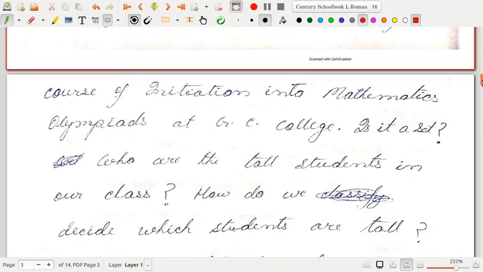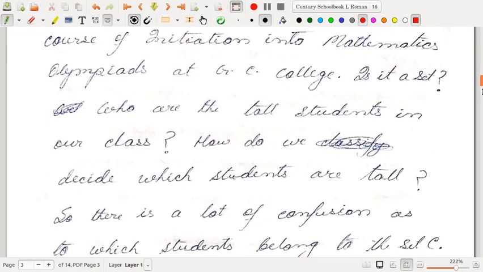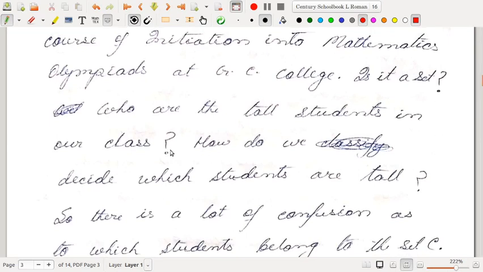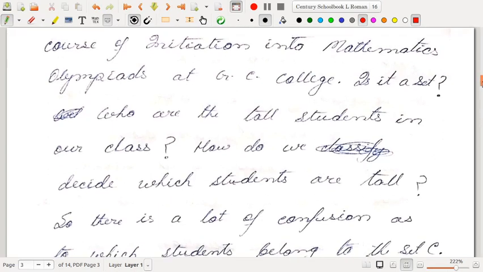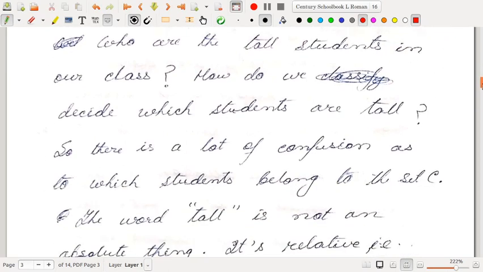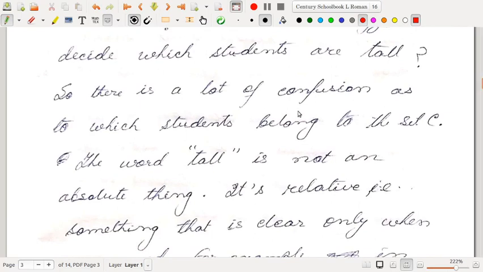So let us see who are the tall students in our class. It's very difficult to decide, right? Because how do we decide which students are tall? Which students will be called tall? The concept of tall, or the understanding of tall, may be different for different persons. So there is a lot of confusion as to which student will belong to this set.